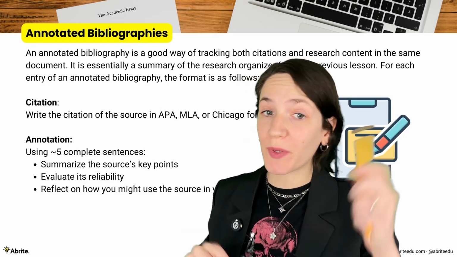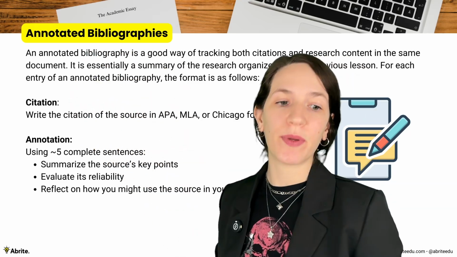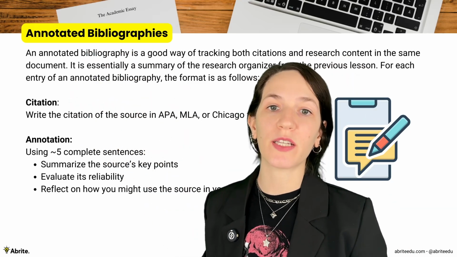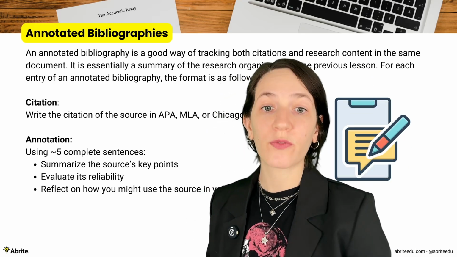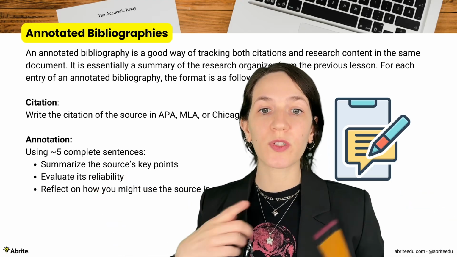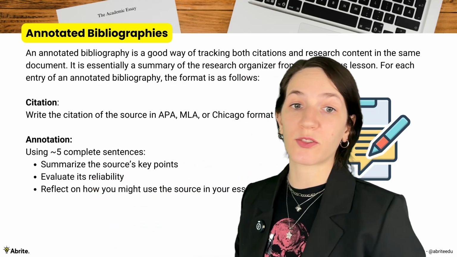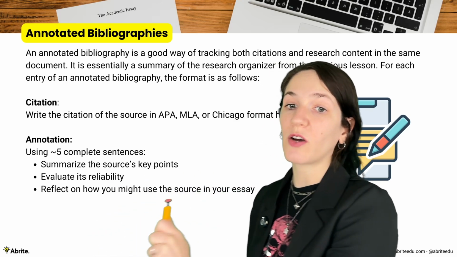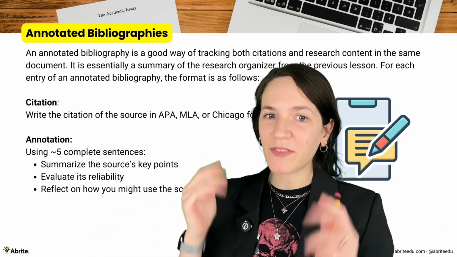Just as a note, before we head into our activity, your instructor might ask you to create an annotated bibliography. An annotated bibliography is a way of tracking both your citations and your research content in the same document. For each reference or citation, you would complete the following. First, you would summarize the source's key points, then you would evaluate its reliability, and then you would reflect on how you might use the source in your essay. This is usually written in paragraph form and is about 5 sentences long.